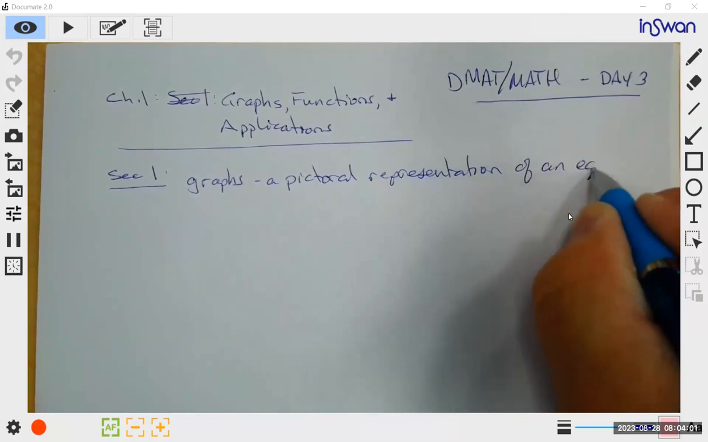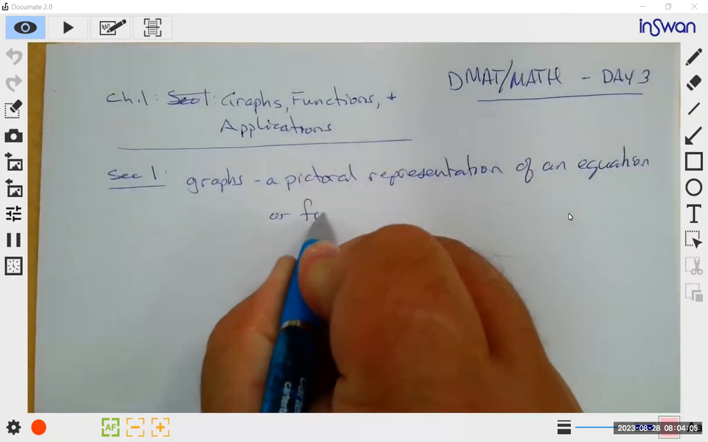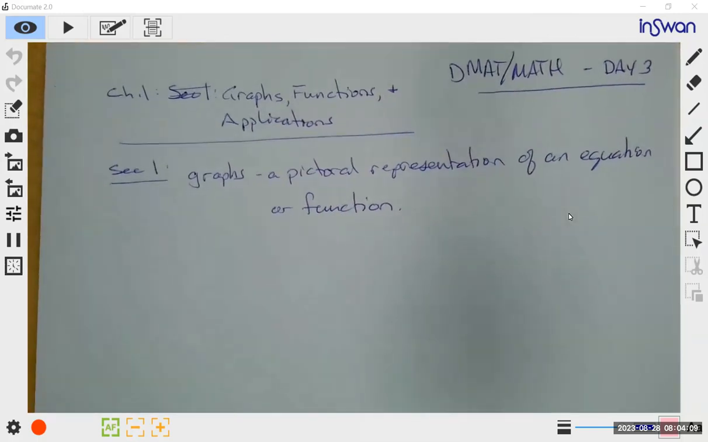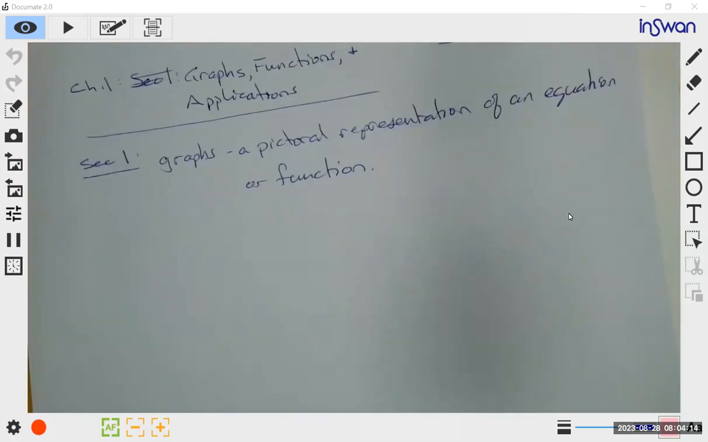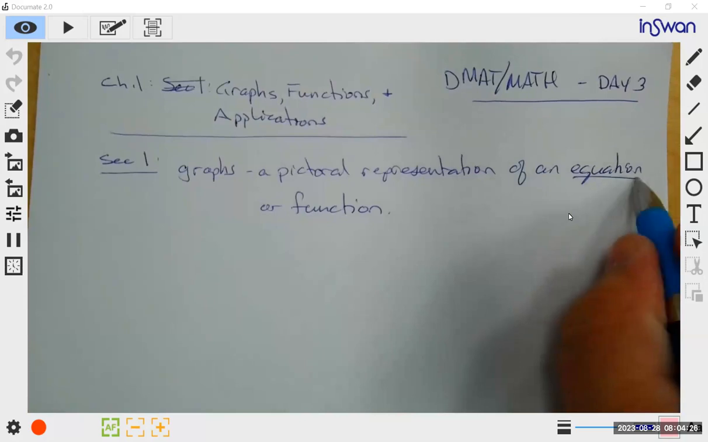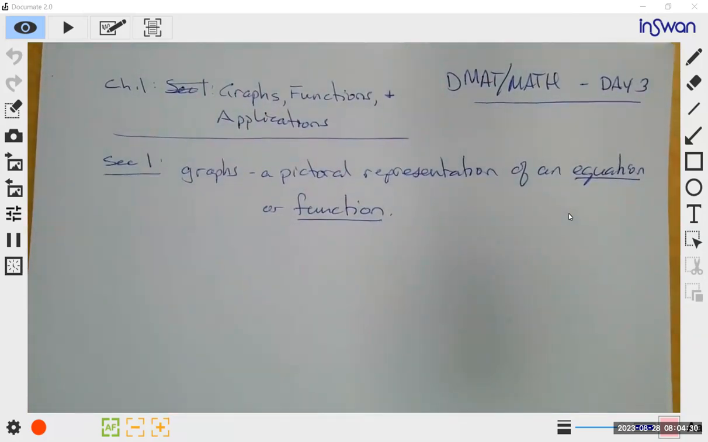Of an equation or function. Okay, right off the bat, I threw two more words in there. Right off the bat, I threw two more words at you. Equation and function. What's the difference? What are they?